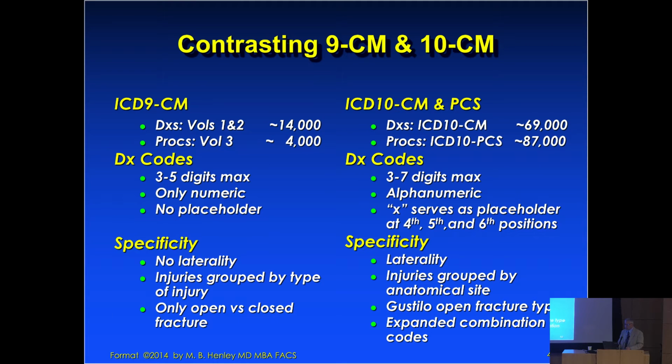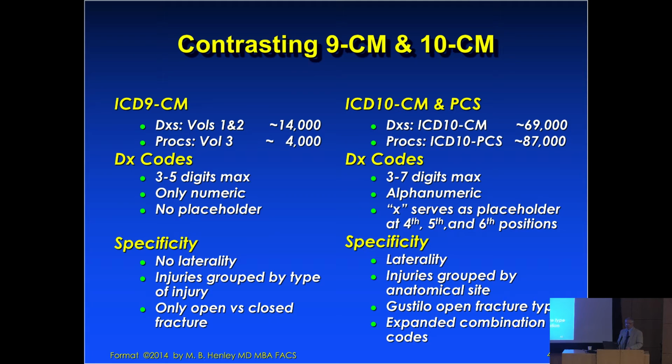I've already reviewed the number of codes, but you can see on the procedural coding system side, there's 87,000 and a 22% increase in the number of procedural codes. So that is really impacting hospital coders. 3 to 5 digits max versus 7 digits max, only numeric in ICD-9, alphanumeric in ICD-10. There's no placeholder. Because in ICD-10, a 7th character is required frequently, especially for musculoskeletal codes, you need a placeholder in either the 4th, 5th, or 6th category if the 7th digit is required.